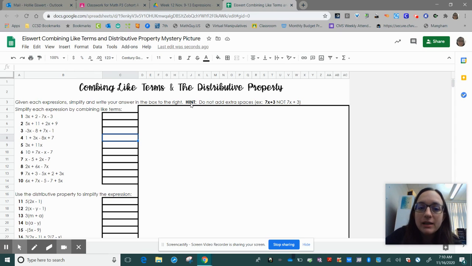And then notice the hint. Do not add extra spaces. So don't put spaces between the plus sign, don't put them after, don't put them before. And it's going to be very picky.